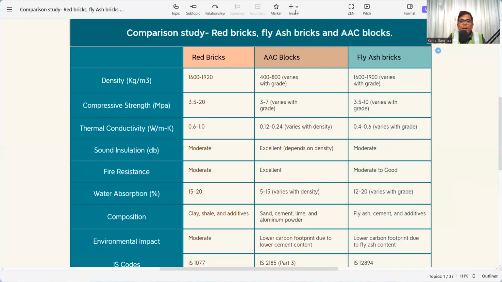So these are all about fly ash, red, and AAC blocks.